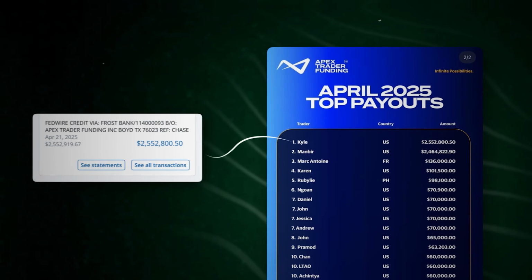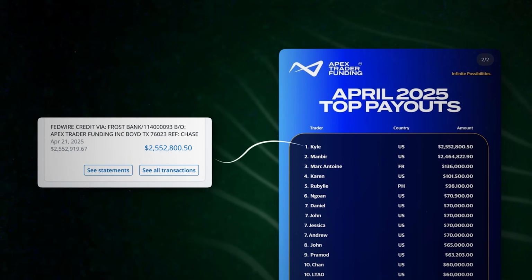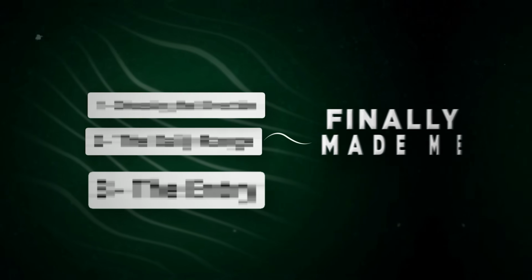This boring ICT strategy made me over $2.5 million in third-party verified profits after years of failure, and I'm about to show you exactly how. I've been trading ICT for 8 years, and in that time, I tried dozens of complicated strategies, and this was the one that finally made me profitable.